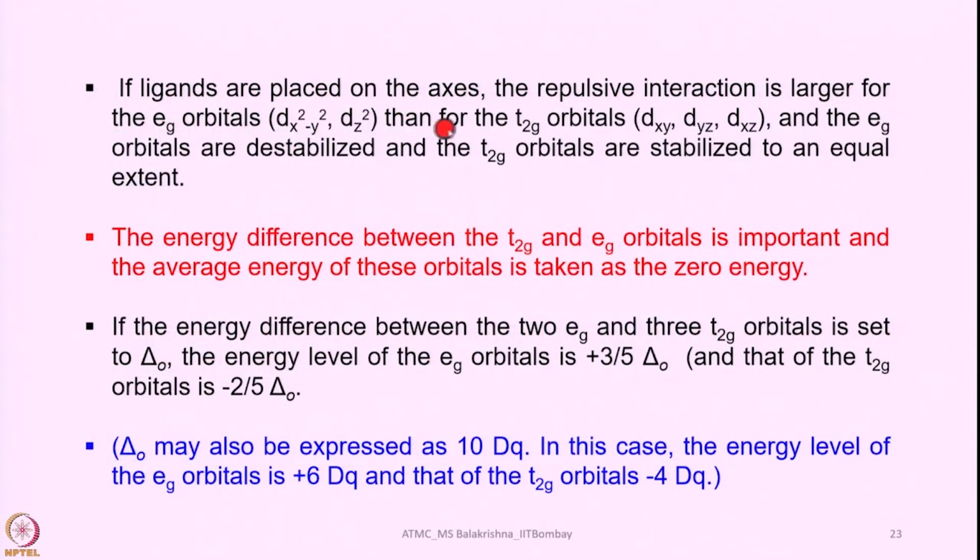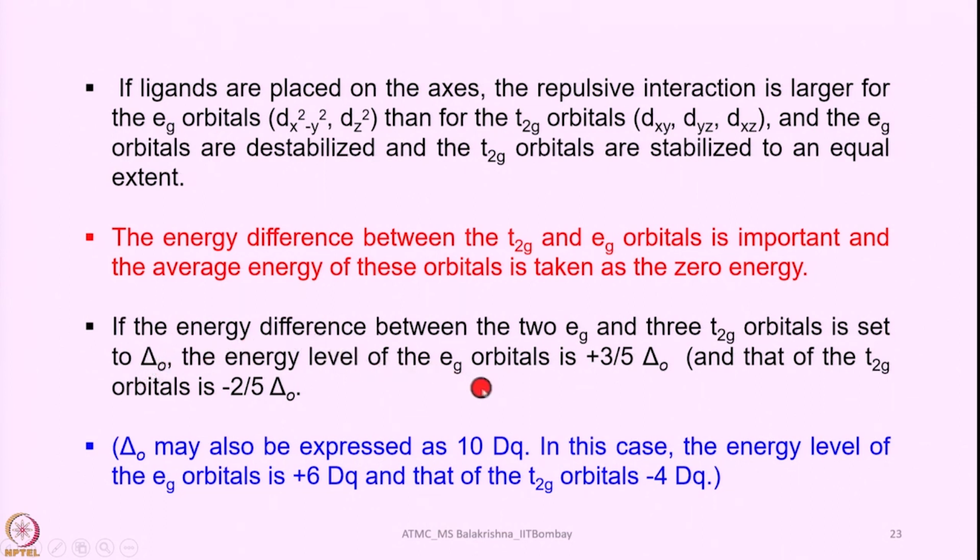If ligands are placed on the axes, the repulsive interaction is larger for the Eg orbitals, as I mentioned, than for the T2g orbitals. The Eg orbitals are destabilized and the T2g orbitals are stabilized to an equal extent. The energy difference between the T2g and Eg orbitals is important, and the average energy of these orbitals is taken as zero energy. That is where you put the barycenter. The energy difference between the 2 Eg and the 3 T2g orbitals is set to delta O. This is called the crystal field splitting for octahedral geometry.